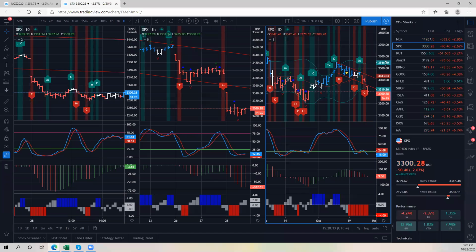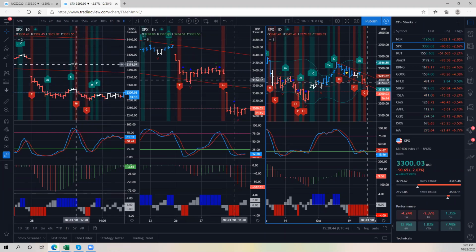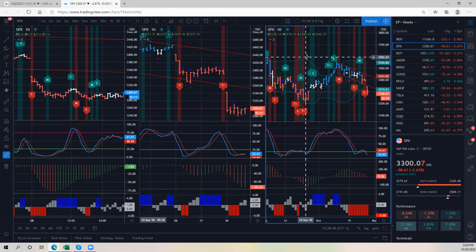I just want to show you a couple of things. If I was looking for an options trade, I might be looking at the S&P 500, which I have here on the screen in front of you. I'm actually showing you a three-pane window: 10-minute, 1 hour, which is a 60-minute chart, and then a daily chart.